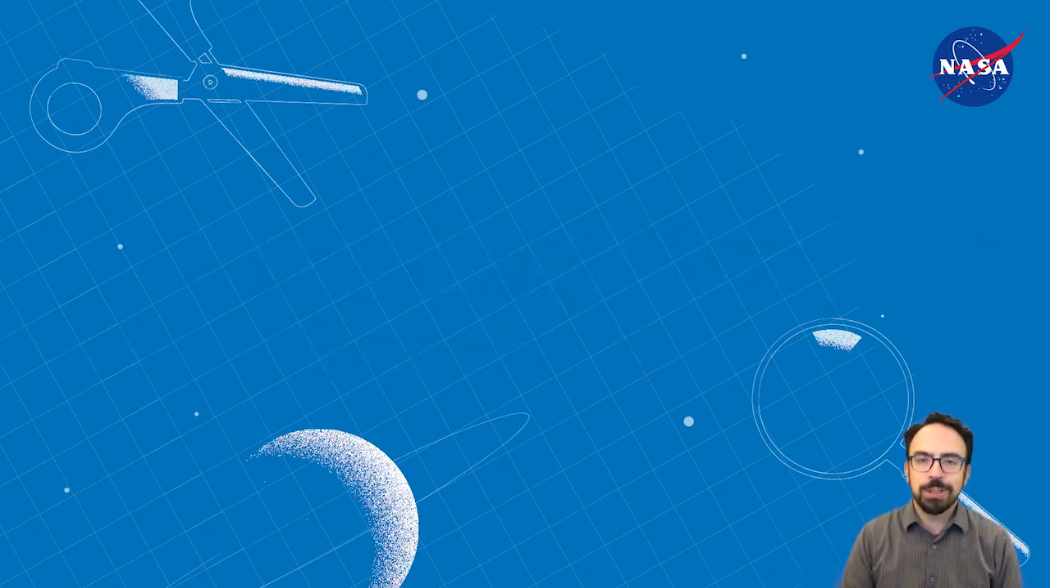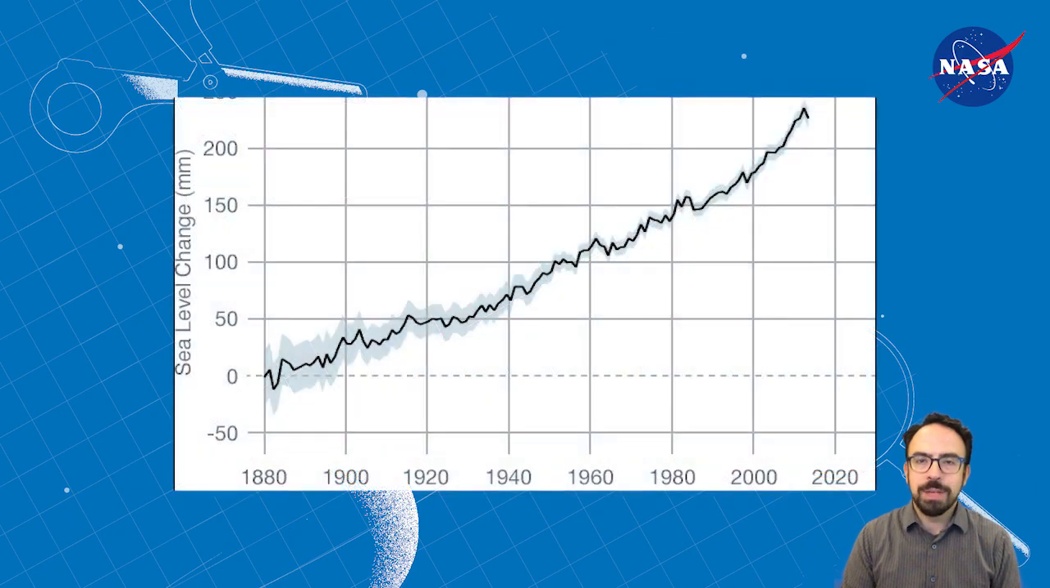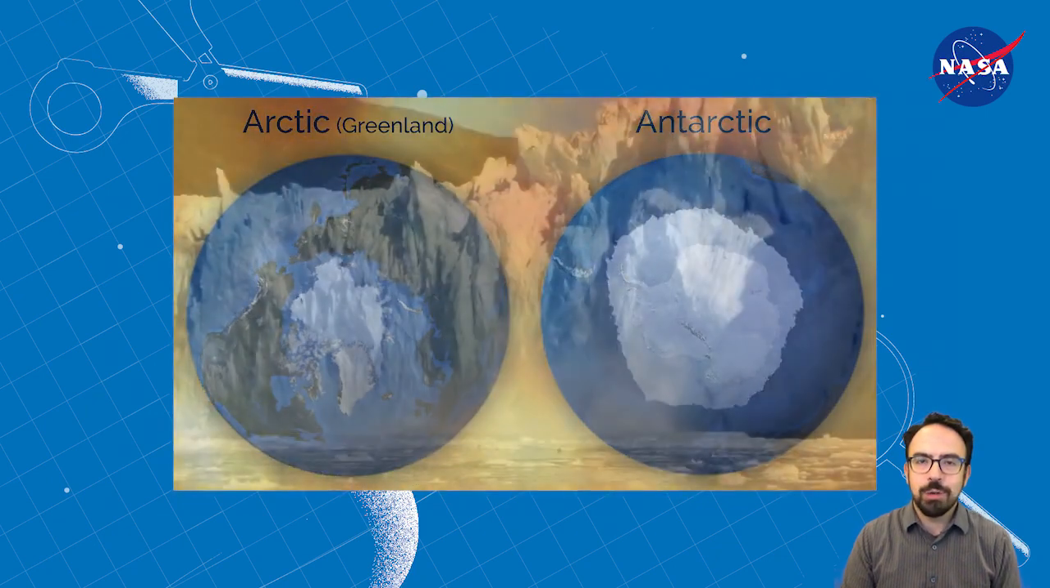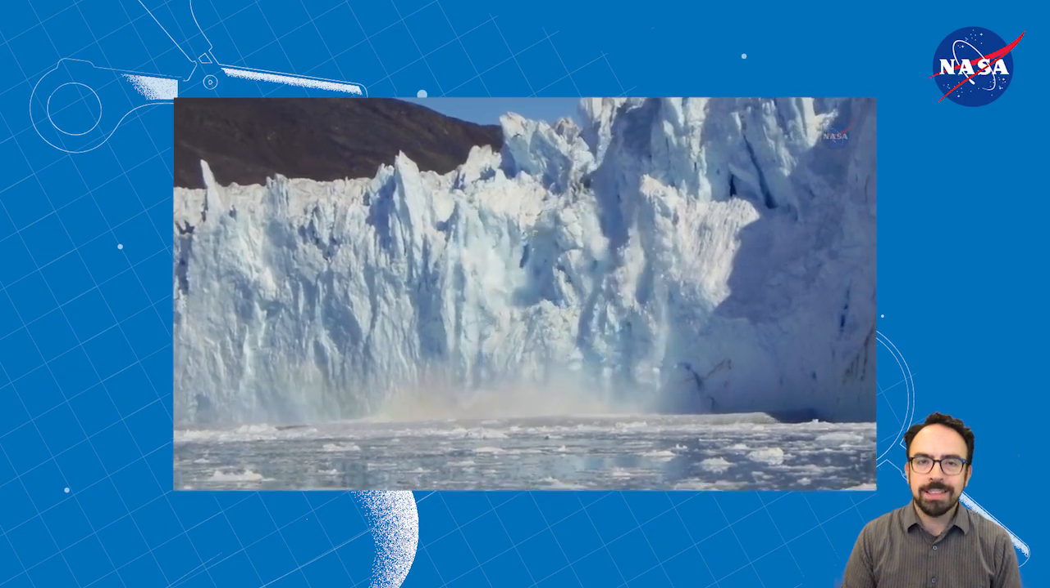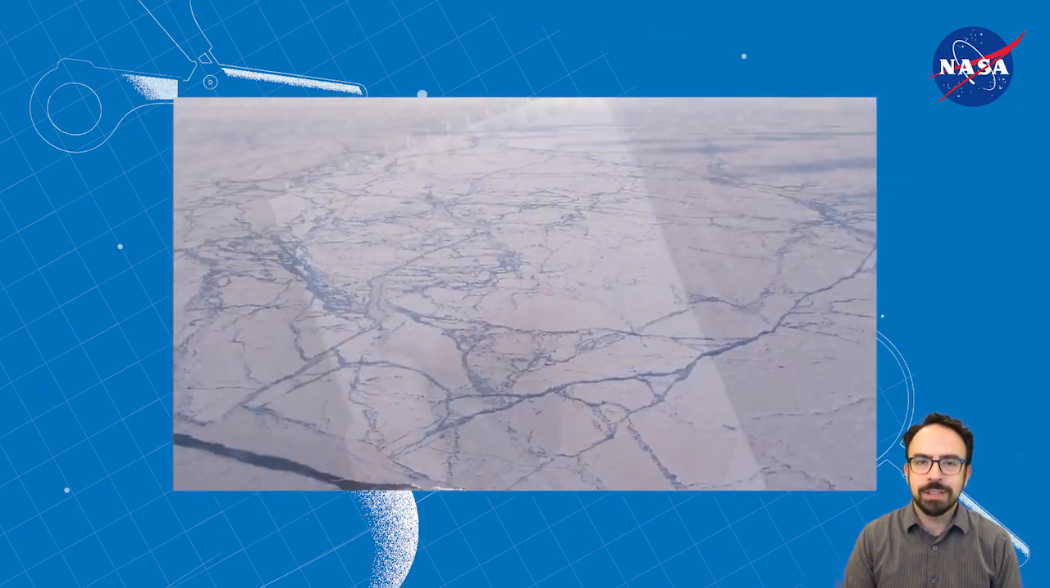In this video, we're going to set up an experiment that will help you discover what types of melting ice contribute to sea level rise. Maybe you've heard that melting ice adds to sea level rise, but did you know that it makes a difference where that ice is? Take a moment to think about the types of ice that can be found in nature.